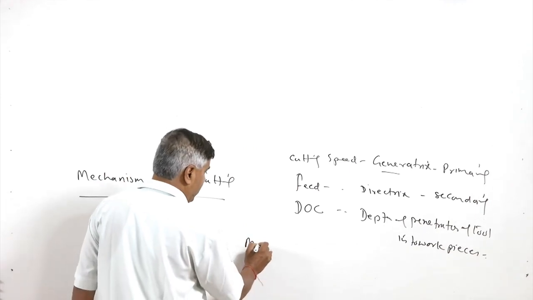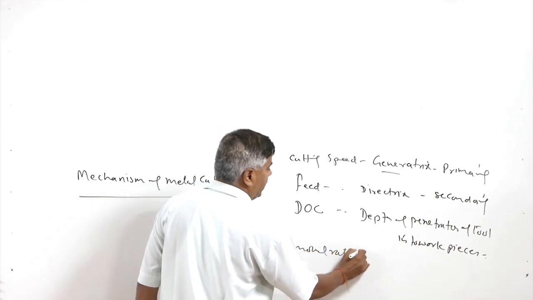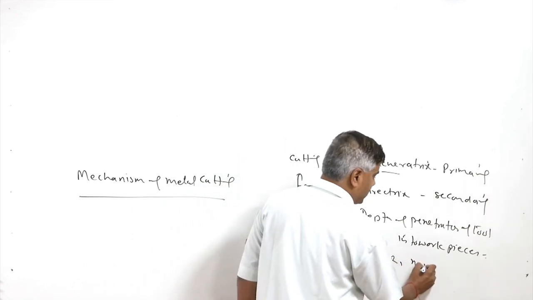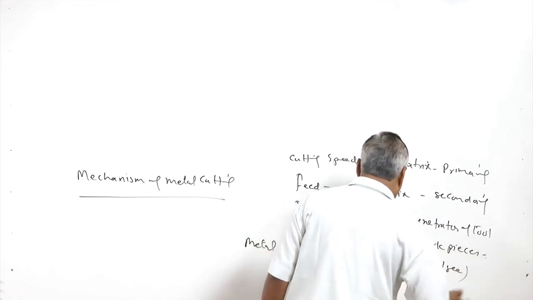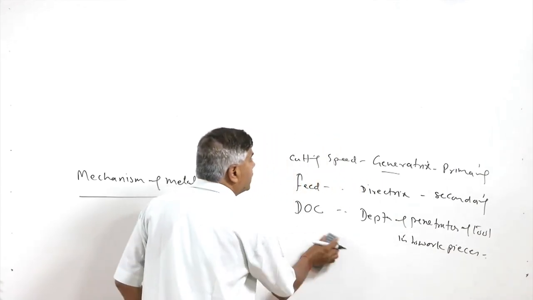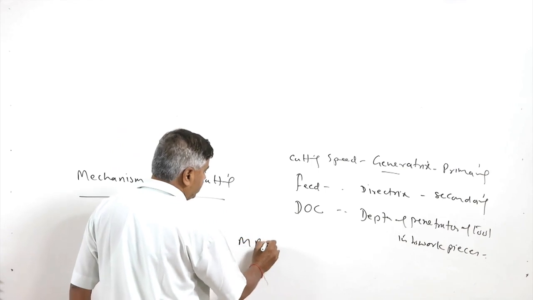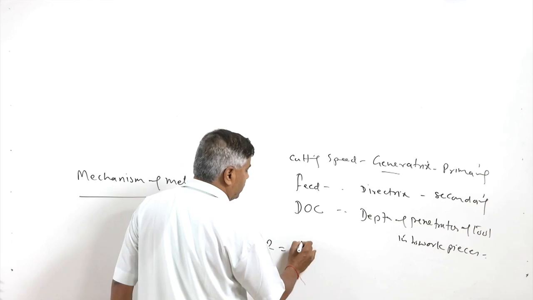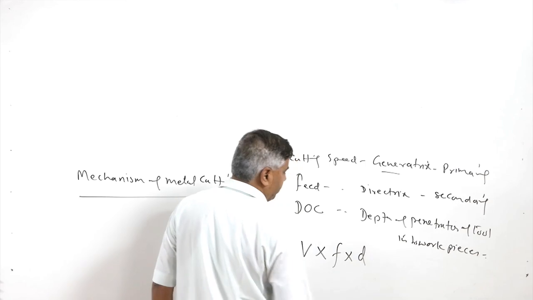The metal removal rate, commonly known as MRR, is expressed in mm cube per second, or it may be in mm cube per minute depending upon the units being used, and all these three parameters determine the MRR. It is basically the product of the cutting speed, the feed and the depth of cut.